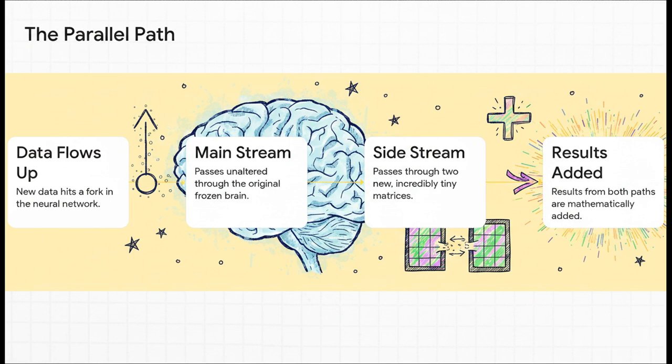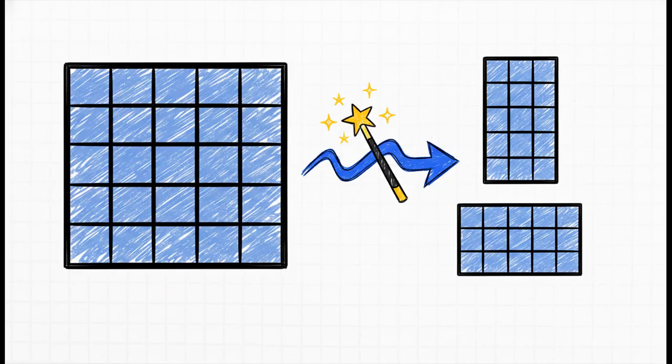Now here is the absolutely brilliant part. The computer only has to train that tiny side stream. The massive frozen brain does all the heavy lifting of general comprehension, like understanding English grammar and logic, while the tiny side stream acts as a specialized little filter that just tweaks the final output. But you're probably asking, how does training two tiny little matrices actually change the behavior of the entire massive model? Well, it's all based on a mathematical trick called matrix decomposition. Essentially, we trick the computer into doing massive math using just a tiny fraction of the numbers.